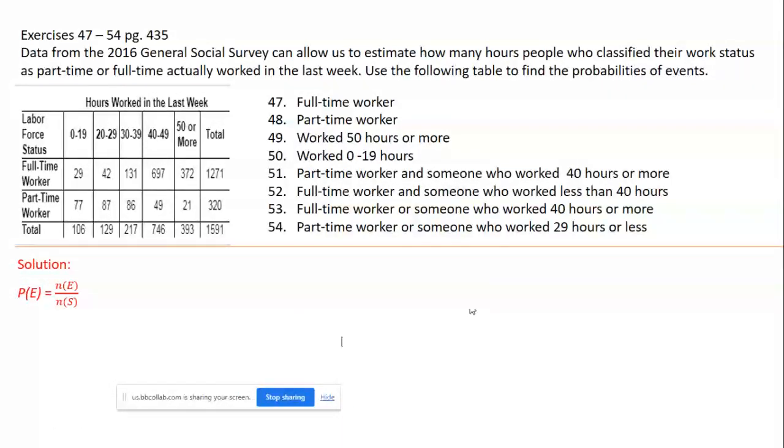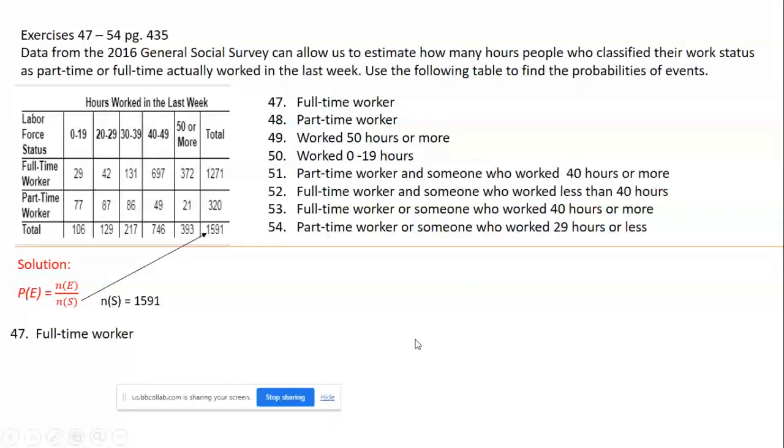So let's dissect this in order for us to get these answers, right? First, we're going to be using our formula for probability, the event divided by our sample space. Hopefully you see that our sample space would be everybody that was surveyed, right? So our sample space is all of these, our total was 1,591. That is our sample space.